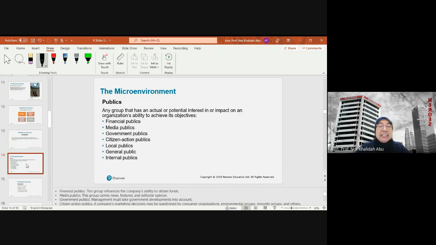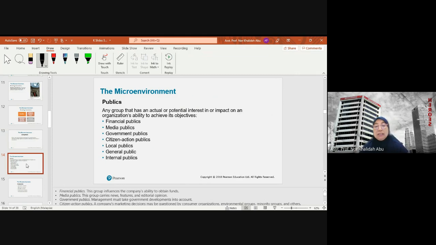And then finally, the internal publics. These are actually the people within the organization. Okay, that's probably part of the organization itself. So, some of you can see some marketers actually, especially if it's involving services, put a lot of priority into the staff, to ensure that whenever staff are happy, they will actually create good services.